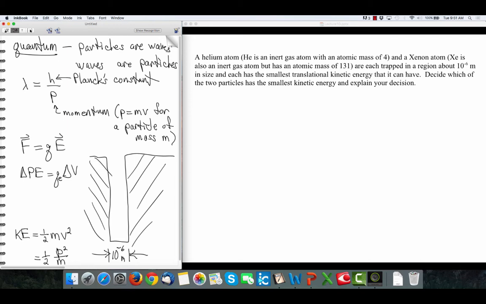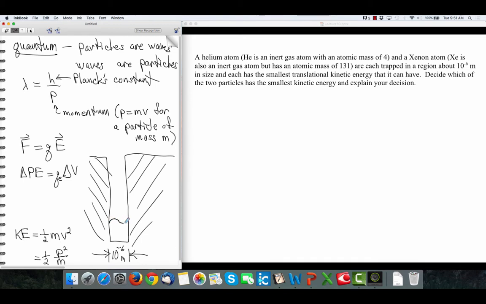So let me ask you, if it has the smallest possible kinetic energy, then it has the smallest possible momentum. If it has the smallest possible momentum, what does that tell you about the wavelength? It's as big as it can get. The biggest possible wavelength. So what's the biggest possible wavelength for a particle that rattles back and forth in a space of 10 to the minus 6 meters? Twice that.